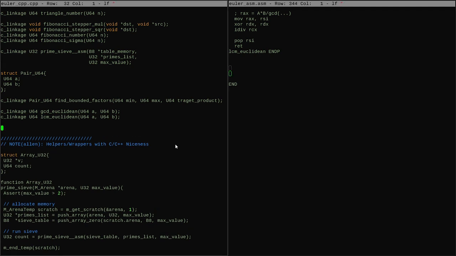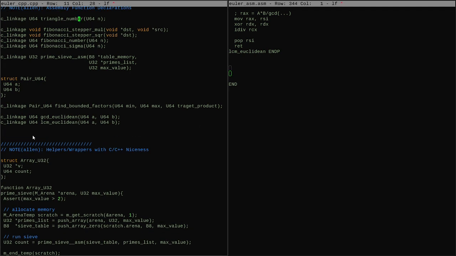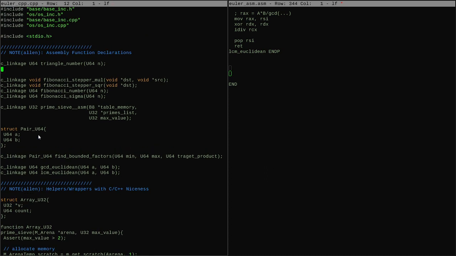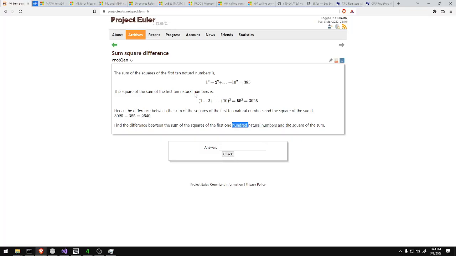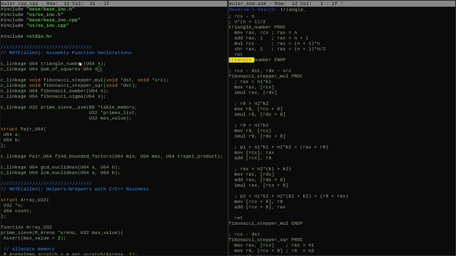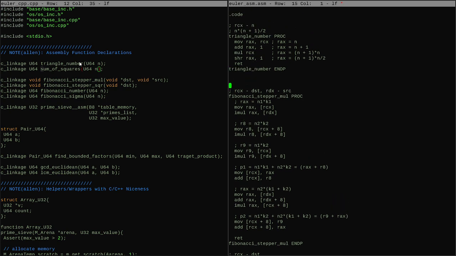Very good. So we have a triangle number up here. I'm going to group this with that. Let's see. So this is the square of the triangle number. This right here is the sum of squares. I'm going to call it that, sum of squares, U64n. We're going to pop all the way back to the top here and put this next to our triangle number function.